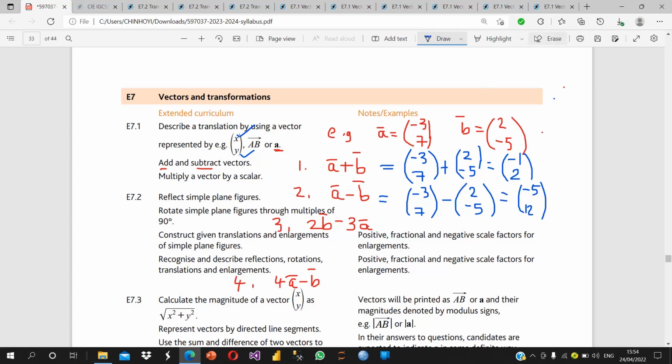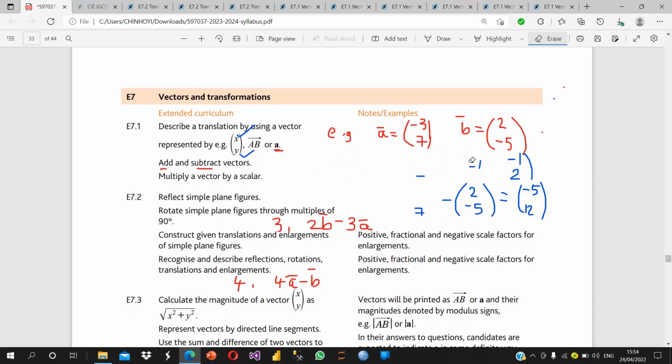So I think on number 1 and 2 we are done. Let's look at number 3. Number 3 we are subtracting, but we are also doing multiplication by a scalar. We are now seeing 2B. 2 is a scalar which is multiplying our vector B.